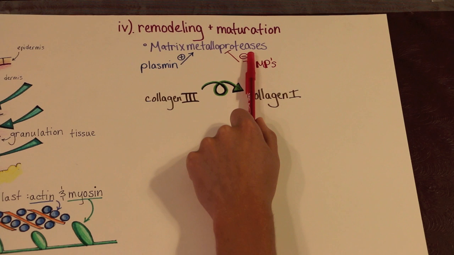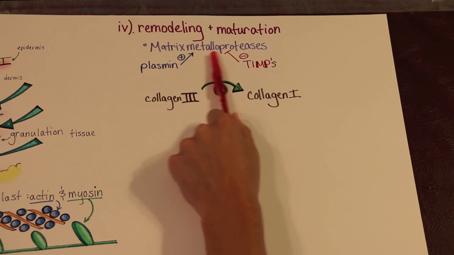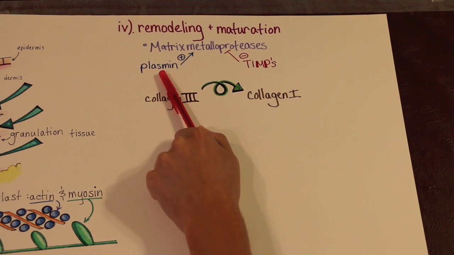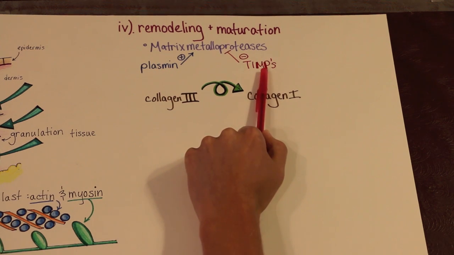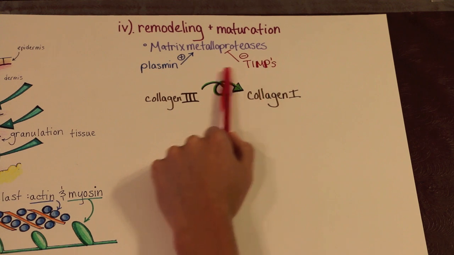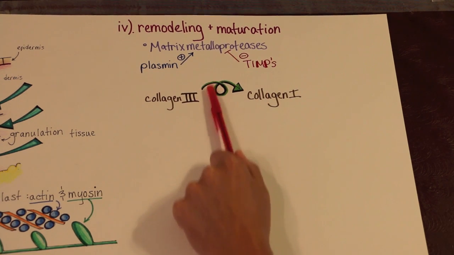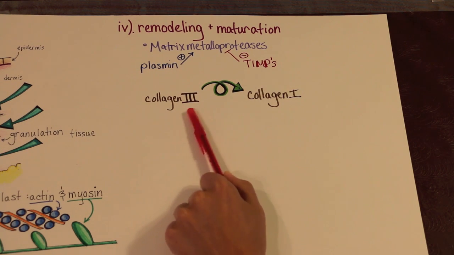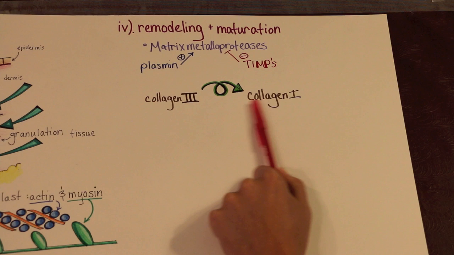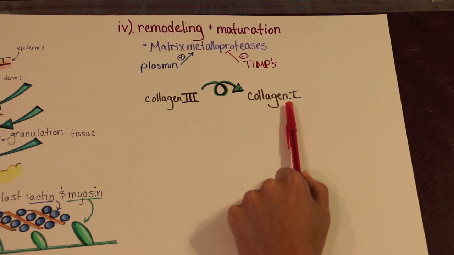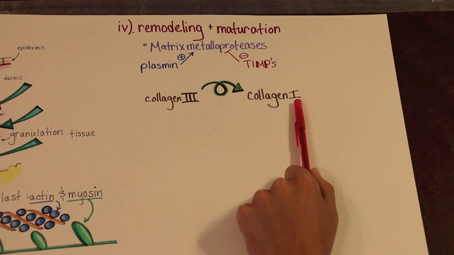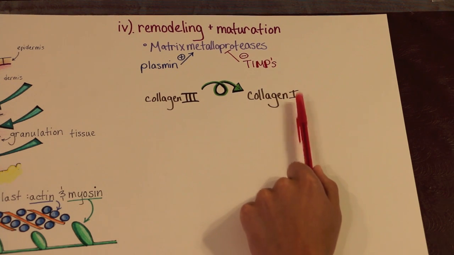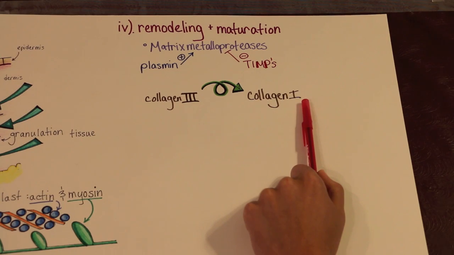The matrix metalloproteases are secreted as zymogens and are then activated by proteases like plasmin. The TIMPs that I mentioned earlier, the tissue inhibitors of metalloproteases, act to inhibit matrix metalloproteases to avoid excess activity. The matrix metalloproteases actively remove amorphous collagen, fibronectin, and specifically type 3 collagen, and then there's remodeling of the scar to a stronger type 1 collagen. Type 3 collagen is much more pliable and loose, whereas in contrast type 1 collagen is much stronger and has higher tensile strength. Remember, type 1 collagen can also be found in the skin, bone, and tendons.